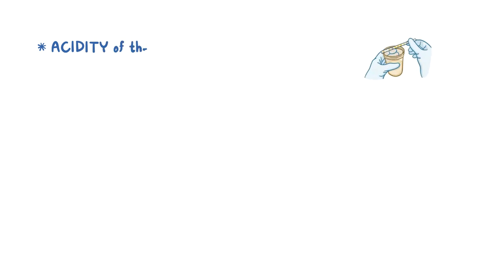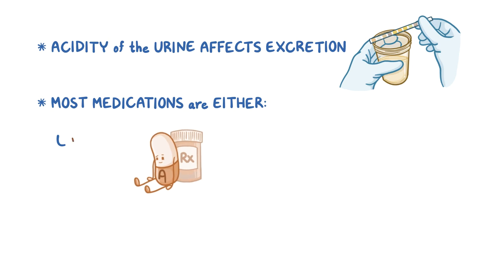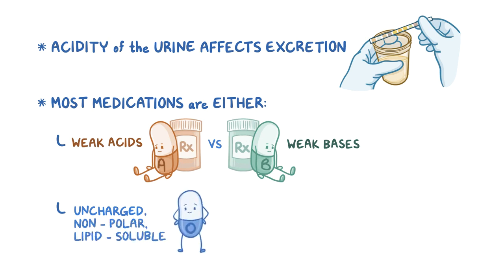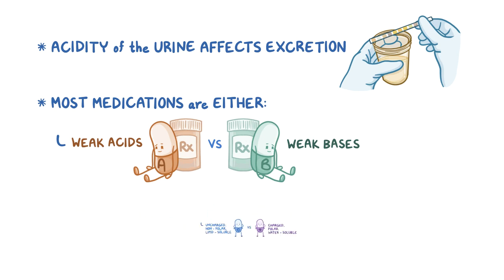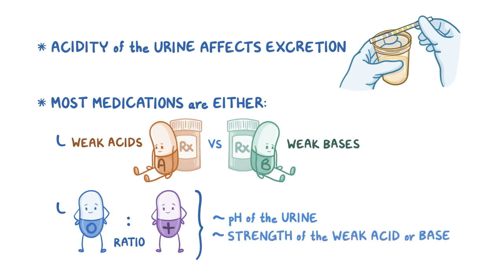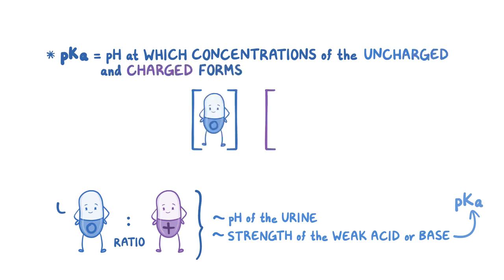Next, the acidity of the urine will also affect excretion. Most medications are either weak acids or weak bases, and they can exist in both an uncharged, nonpolar lipid-soluble form as well as a charged, polar, water-soluble form. The ratio between the two forms is determined by the pH of the urine and by the strength of the weak acid or base, which is mainly shown by the ionization constant pKa. The pKa is the pH at which concentrations of the uncharged and charged forms equal each other.